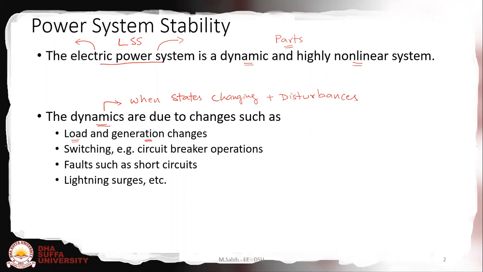Even if you change the fuel of the generator, it may have some impact later on the electrical system and so on. The switching, the circuit breaker operations, is another input that may disturb the dynamics of the electrical system. Faults are the major concern in the power system. For example, we have short circuits and many others, lightning surges, and for example, the controller itself.